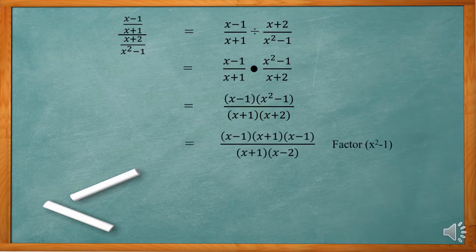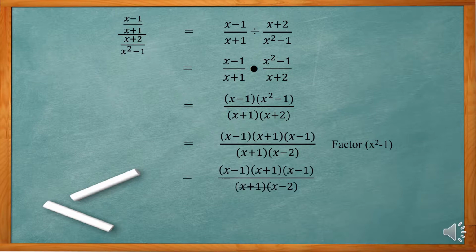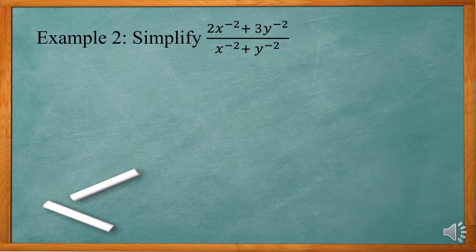factor x squared minus 1. So it is x plus 1, x minus 1. Then eliminate the like factors. So that's it. And what's left is our simplest form of that given expression. So that's easy, right? Now we will try solving an expression using method 2.